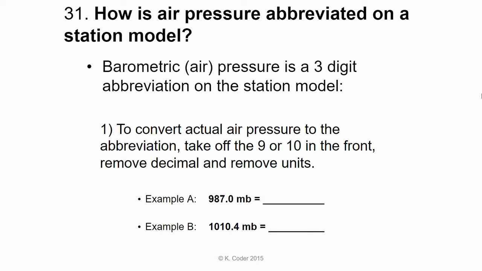So let's take a look at these two examples. So 978. All right, remove the 9, remove the decimal, and remove the units to get an answer of 870. Okay, let's try one more. So, remove the 10, remove the decimal, and remove the units to find our air pressure abbreviation is 104.